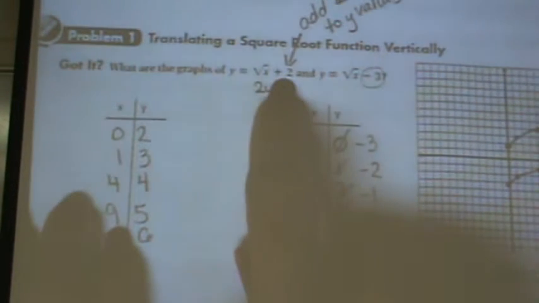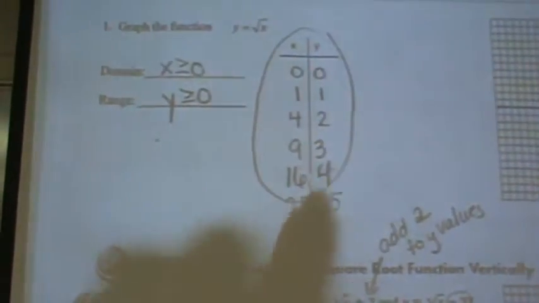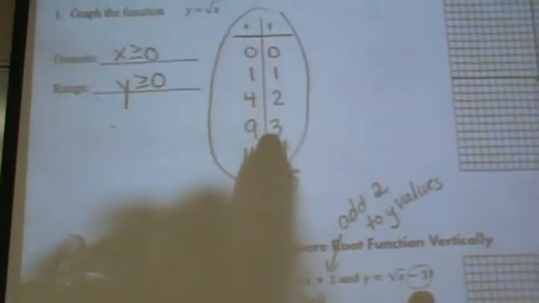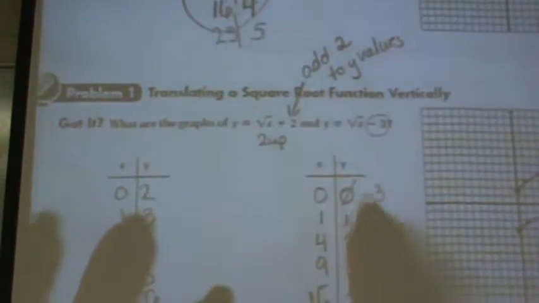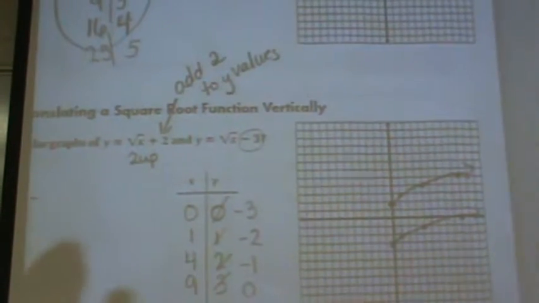So if you had a number like plus 2, what did you do? You took your parent function and you added 2 to your y values. If it said minus 3, you took your parent function and you subtracted 3 from the y value. So what it did was it shifted your y value. Okay, remember that? Yep.